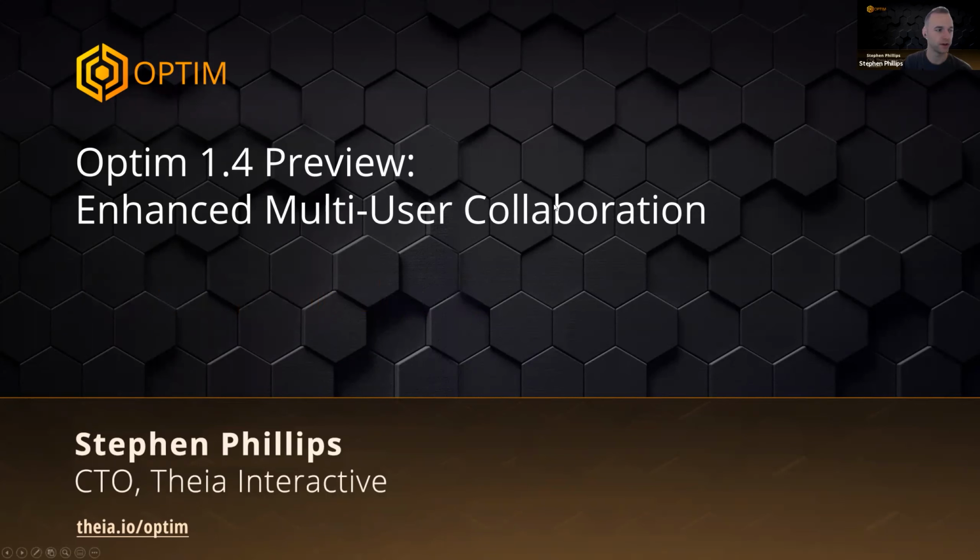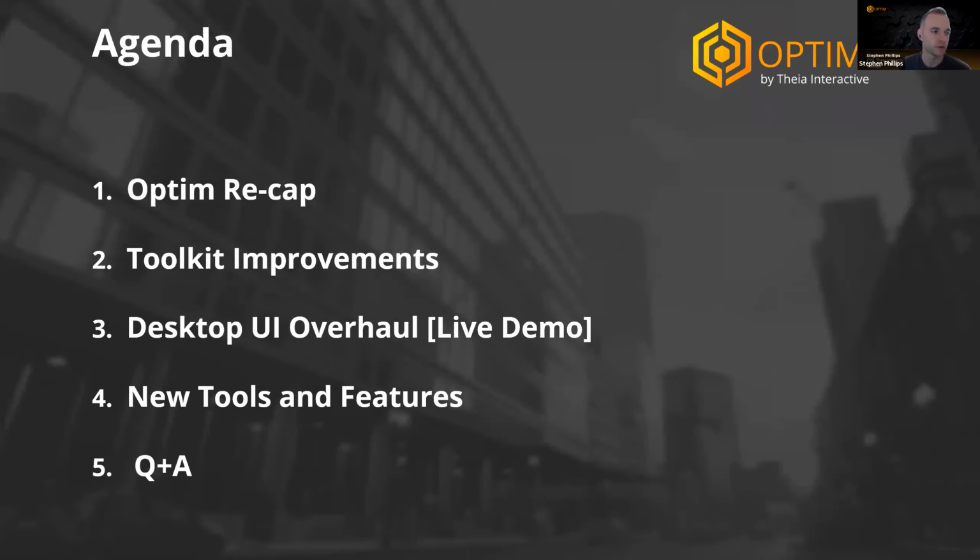So first thing is the agenda. First, we are going to recap Optim. Not everyone is intimately familiar with it. I want to give the full story. And then we will talk about some specific toolkit improvements, moving on to the collaborative improvements for desktop user interfaces, and in general, new tools and features that you can enjoy in the near future.